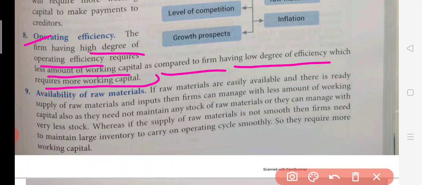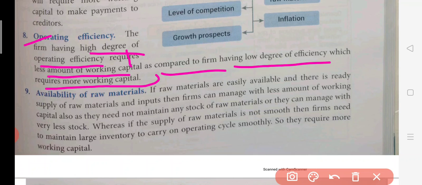But if this operational efficiency is less, meaning it is taking a lot of time to manufacture the goods, then in sales also it is taking a lot of time. So you'll have to wait a long time period for your money, or you can say it will take a long time for your products to get sold in the market, and then only the money will come to you. So if this operational efficiency is very poor, in this case you will require more working capital.